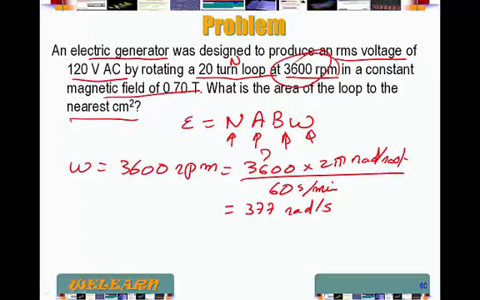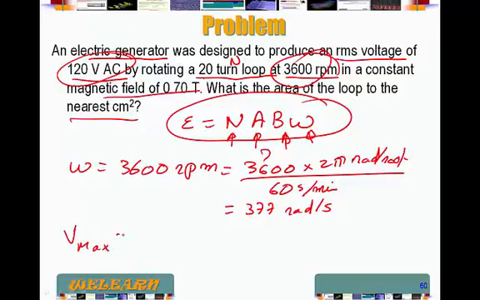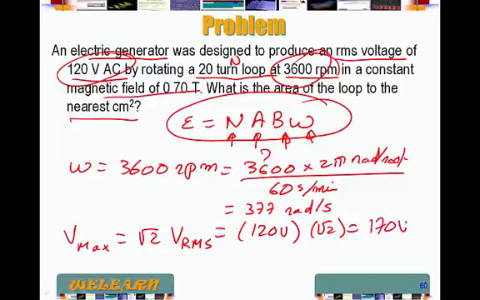radians per second. Now, the other thing we need to pay attention to, this is the maximum EMF, but here they give us the RMS voltage. So to find the maximum voltage or the maximum EMF, it's just square root of 2 times VRMS. So in this case, that's going to be 120 volts times square root of 2. That comes out to be about 170 volts.